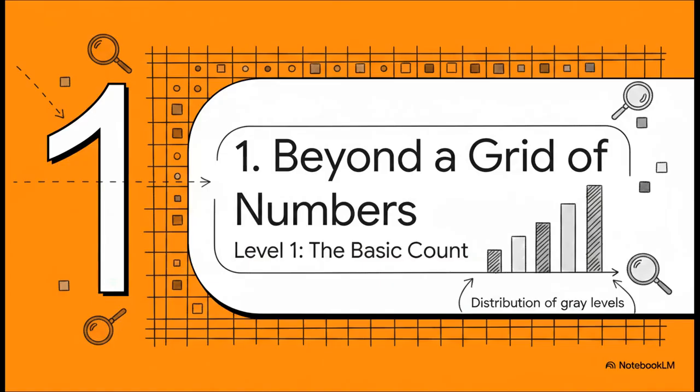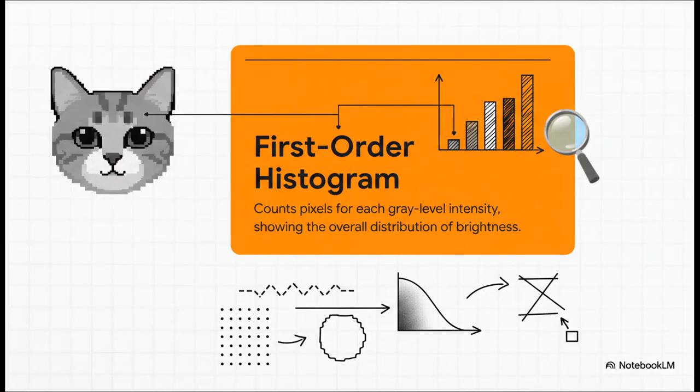So where do we even start? Well, our first step, let's call it level 1, is all about getting beyond that raw grid of numbers. And the simplest place to begin is with just a basic count, literally just looking at the overall spread of brightness levels across the whole image. And the tool for that is called a first-order histogram. It's super simple. It just counts how many pixels there are for every single shade of gray. Now, this gives us a basic feel for the image, its overall contrast, but it has this one giant limitation. It totally ignores where any of those pixels actually are. It has no sense of space.